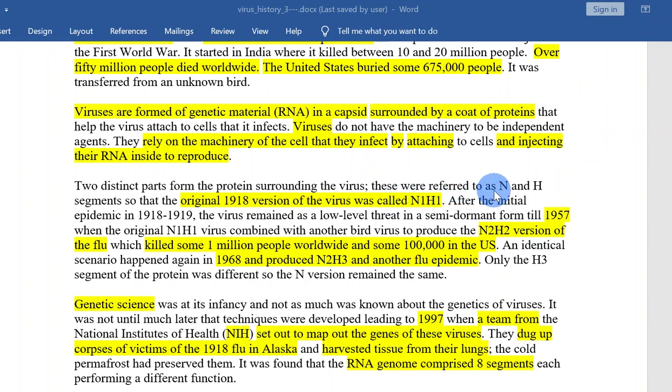These were referred to as N and H segments, so that the original 1918 version of the virus was called N1H1. After the initial epidemic of 1918-1919, the virus remained as a low-level threat in a semi-dormant form till 1957, when the original N1H1 virus combined with another bird virus to produce the N2H2 version of the flu, which killed some 1 million people worldwide and some 100,000 in the US.